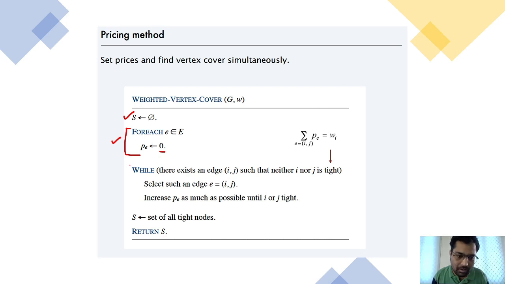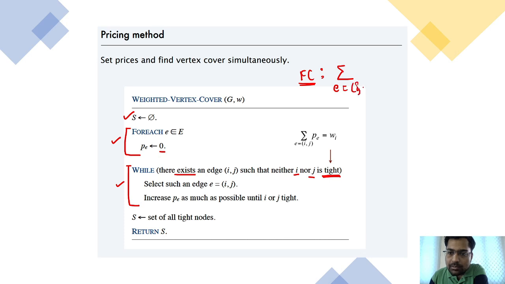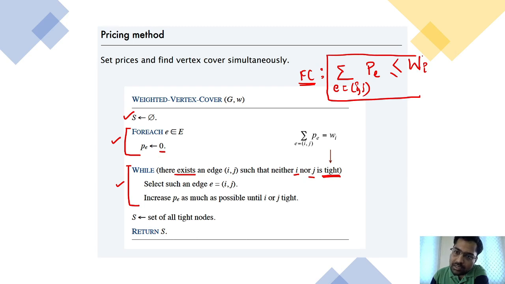We set it as 0 for our file. Next loop, which is the while loop we have used. Here what exactly we have to do: there exists an edge such that neither i nor j is tight. Tight represents this condition. If you are talking about the fairness condition, the fairness condition is that for an edge e equivalent to (i, j), the cost should be less than or equal to w of i. For the fairness condition you are expecting the approximation, but for the tight condition you are going towards the optimal.